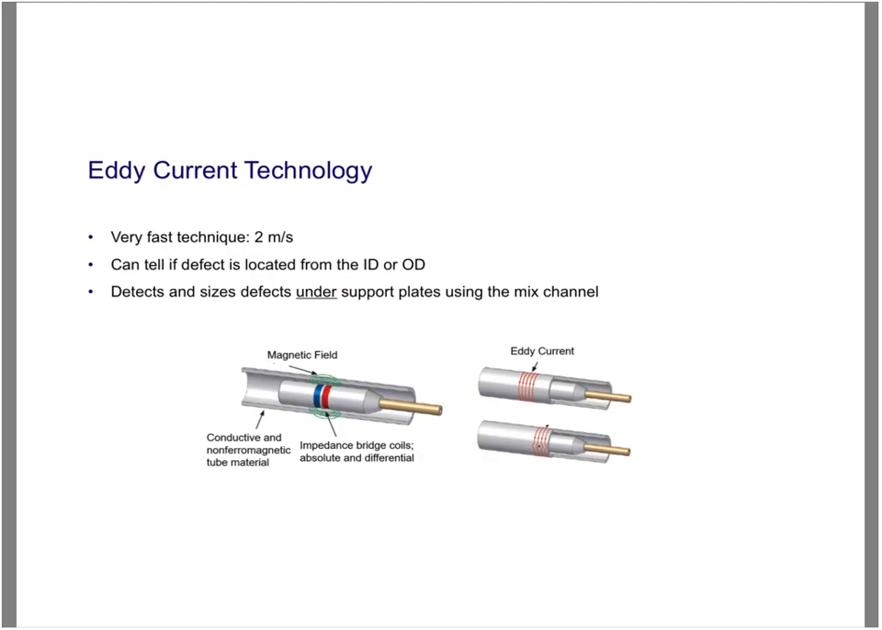And now we'll look at a quick review of eddy current technology. So eddy current is used for conductive and non-ferromagnetic tubes. It's a very fast technique, up to 2 meters per second. With eddy current, you can actually tell if the defect is located on the ID or the OD, which is very interesting. And you can also detect defects under the support using the mix channel.